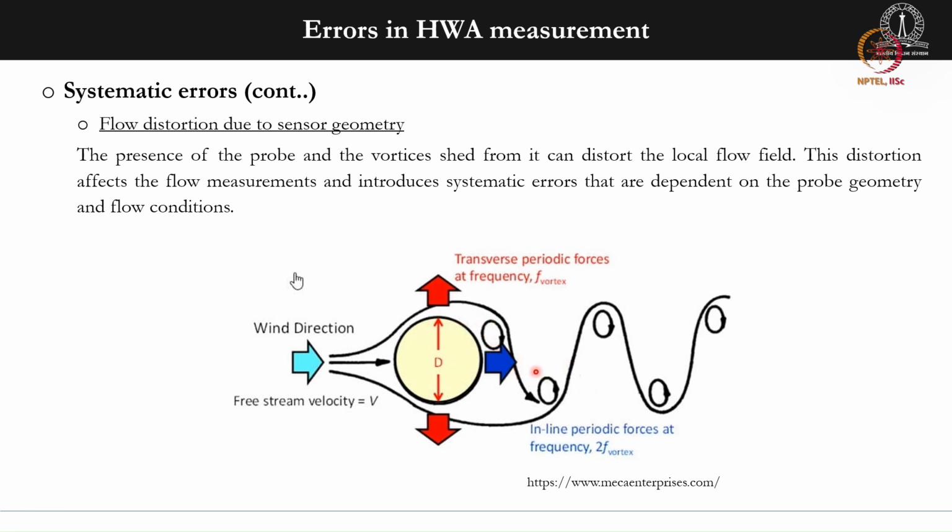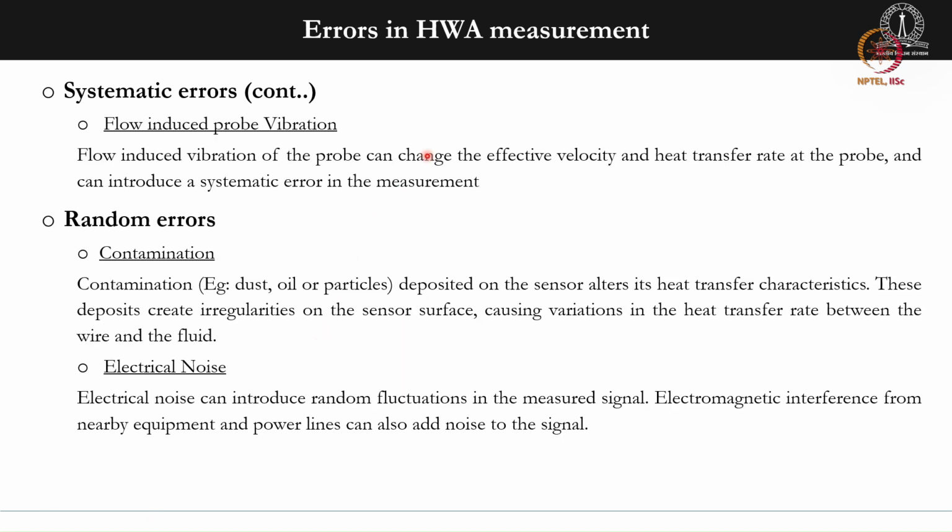And this vortex shedding trail can effectively alter the velocity even upstream of this probe. So the effective velocity that the probe encounters is different in comparison to the true velocity. Again, this is a systematic error that we have introduced into the system due to the geometry and the size of our probe itself.